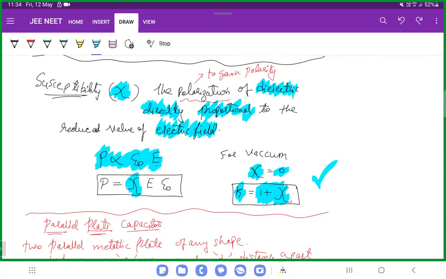Done writing? Sir, what does reduced value of electric field mean? See, the electric field is reduced by epsilon naught times. What's the epsilon naught value? 8.85 into 10 to the power minus 12. So it is a reduced form. So this is your reduced form for the electric field. Yes.